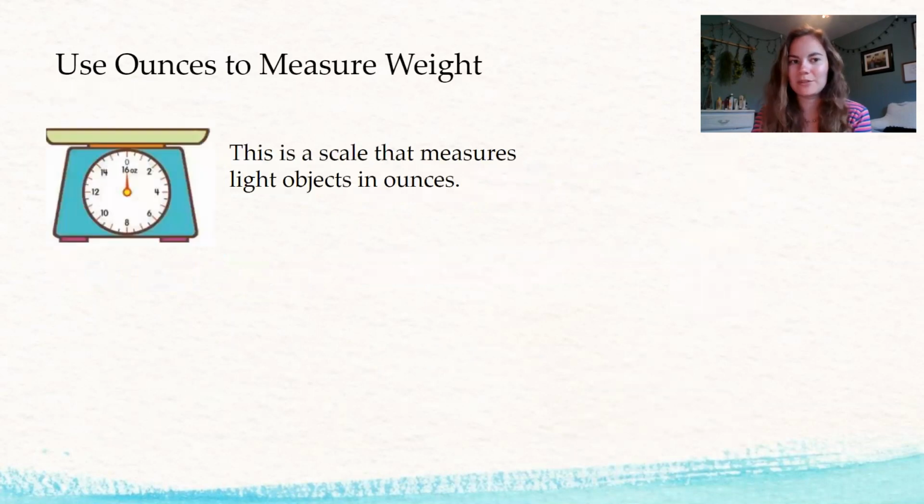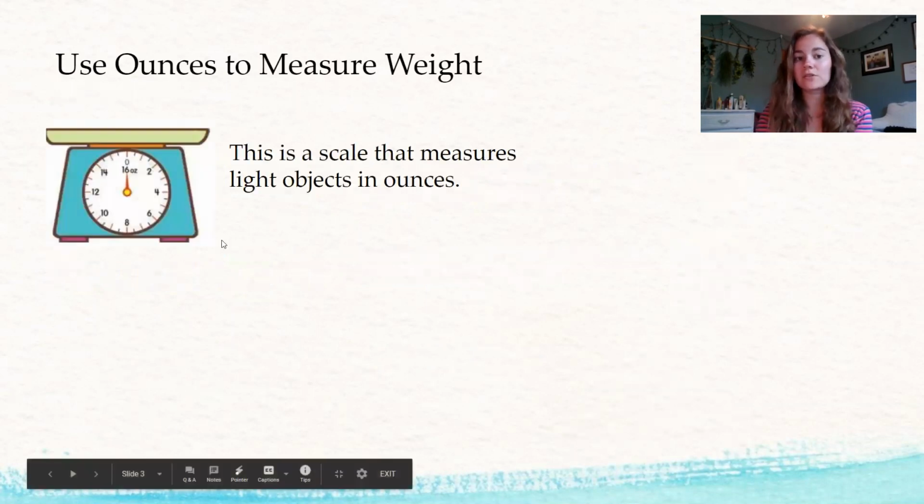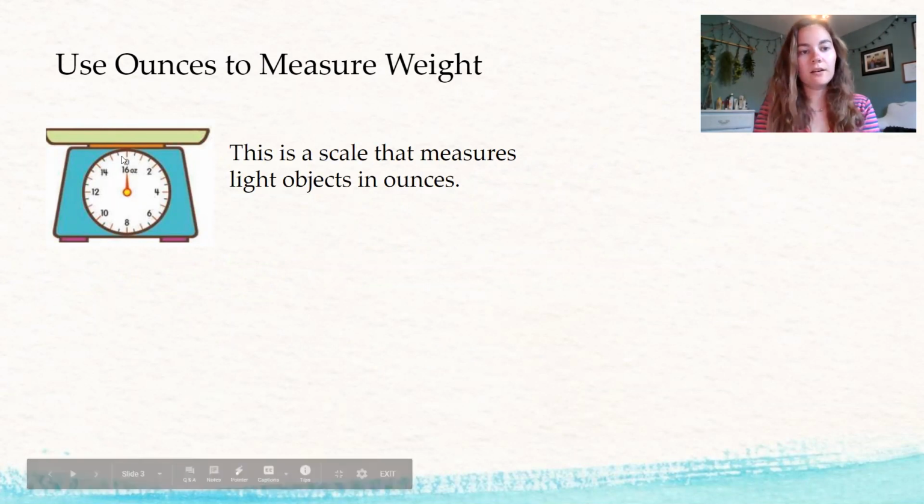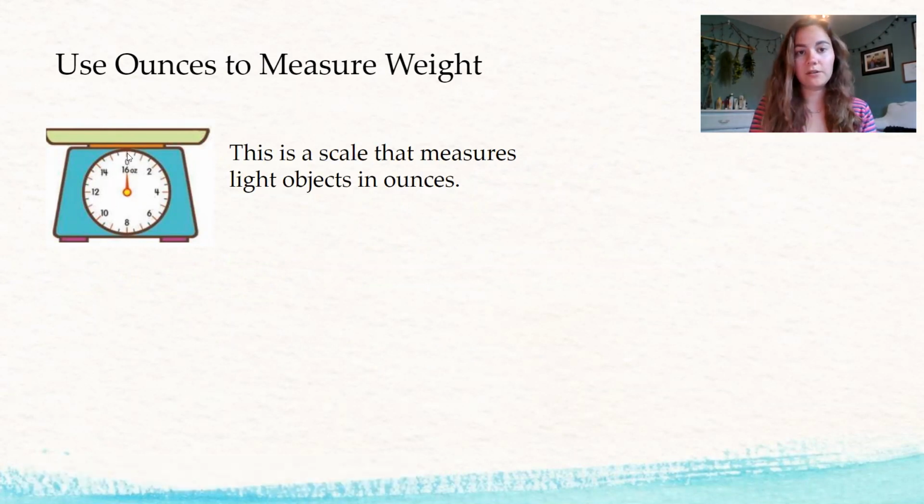So using ounces to measure weight, this is a scale that measures light objects in ounces. This scale has these lines. It starts at 0 here because there's nothing on it. So right now the weight is 0. This first red line right here is a half, so it's a half of 1 ounce. And this next longer red line is 1. So 1, 2, 3, 4. You notice every other number isn't marked on here, but the longer line is that whole number.